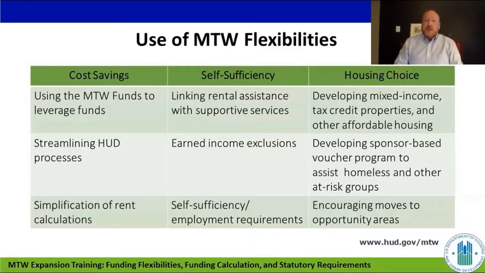So those are just some high-level examples of how you can use MTW funding flexibilities. The best thing to do, and we hear this from really new MTW housing authorities, is go on our website. Click the map of participating sites, and you can read what's happening in Keene, New Hampshire, in Alaska, in San Antonio, in various parts of the country to get some good ideas. Next slide, please.